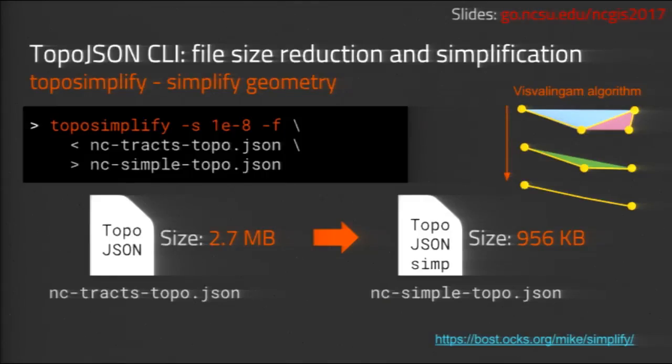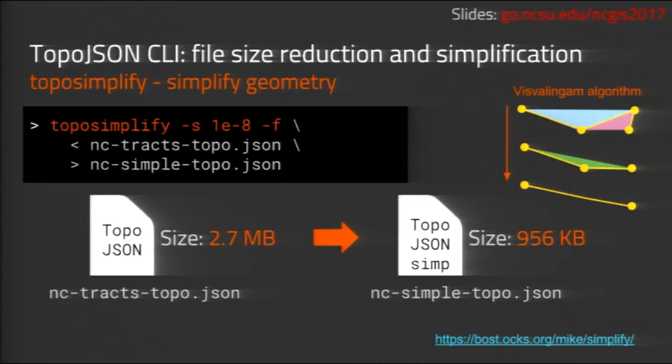Next, I can reduce the file size even more. The Topojson command line tool comes with a module for simplifying your geometries. So there's a tool called Topo Simplify, and it takes in a few parameters, and then we feed into that our previously generated Topojson file, and then we output a new Topojson file that's been simplified. So the first line on the command line there, I'm calling the tool itself, Topo Simplify, and this dash S 1 to the negative 8 is telling it, okay, I want to simplify my geometry within a certain bound.